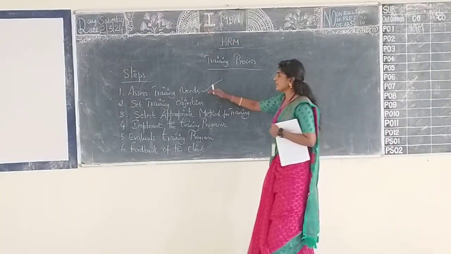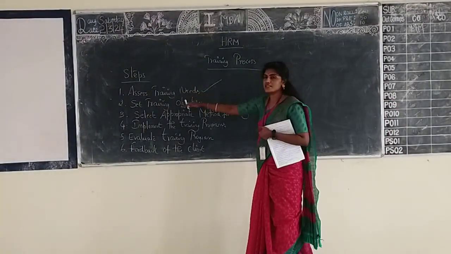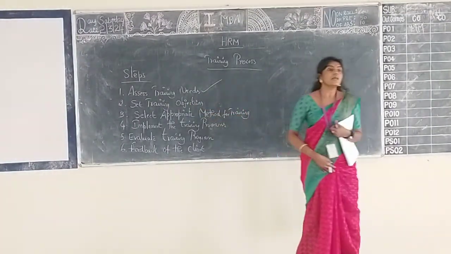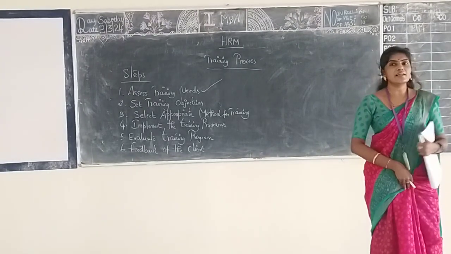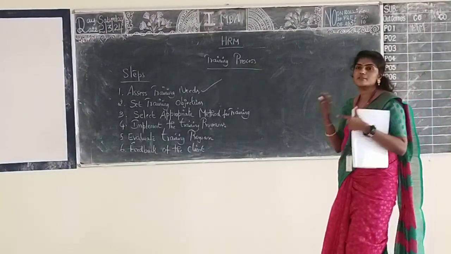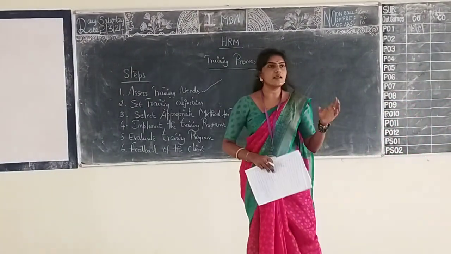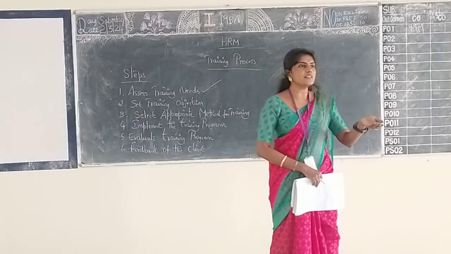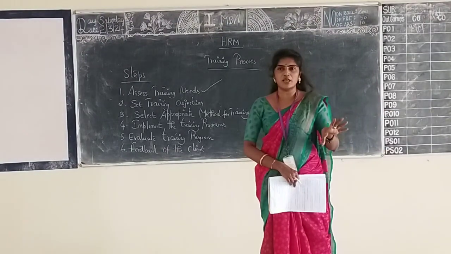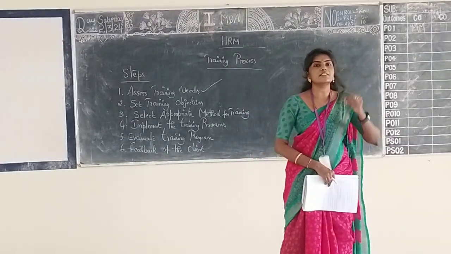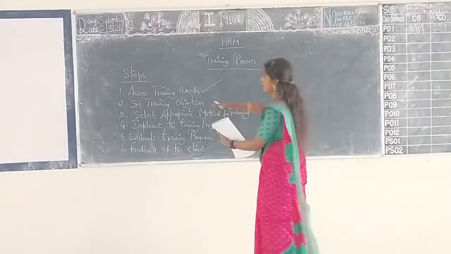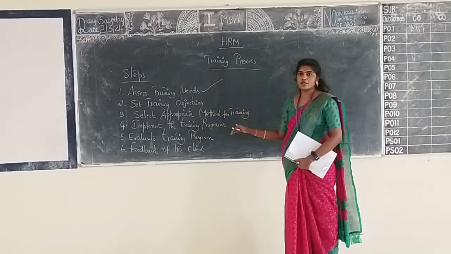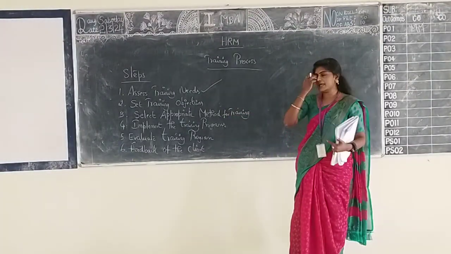So after assessing the training needs and setting the objectives, next you are selecting the training method. Already we saw some different methods of training, based on off the job and on the job. On the job you have some more types, and off the job you have some more types. So you select the training methods based on the objectives and needs.